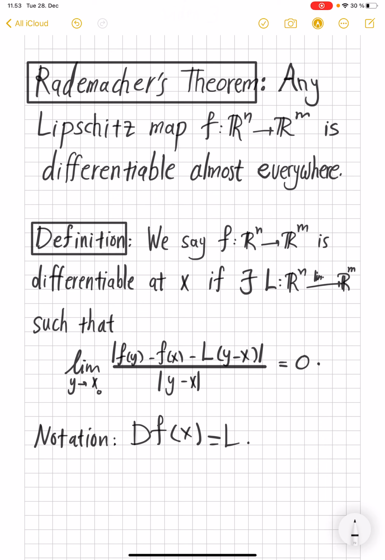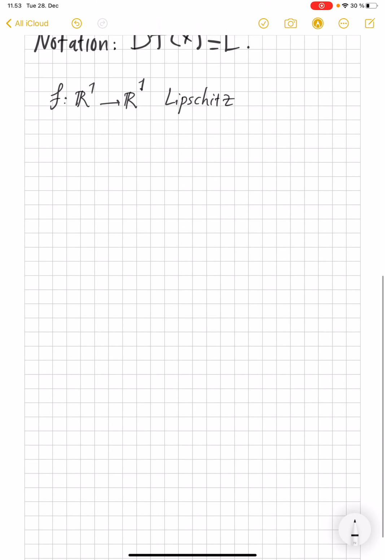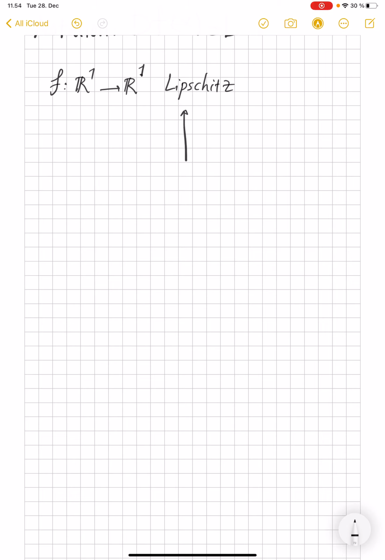Okay, so let's see why Rademacher's theorem is so remarkable by looking even at the simplest case of maps that go from R1 into R1. So the first example, probably the simplest example of a Lipschitz map from R1 to R1, is that of the absolute value of x function. And that example, unfortunately, scares everyone off by that break it has at the origin.